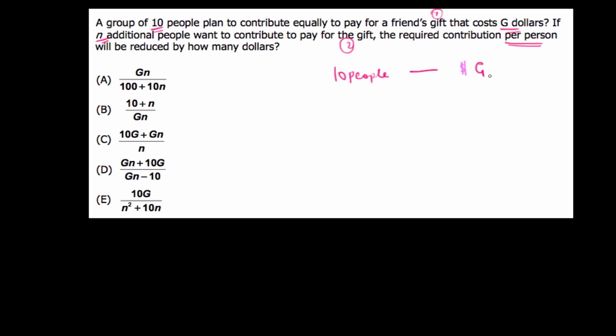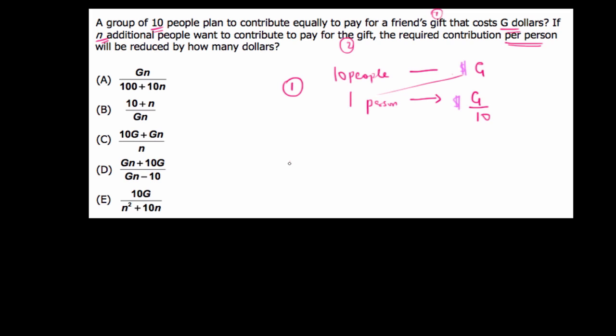So if 10 people contribute equally to pay G dollars, since it's equal, that implies that one person is going to pay, when you cross multiply, 1 times G, which is G divided by 10. So one person has to pay G over 10. That's statement 1. 10 people pay G dollars, and since they contributed equally, one person must have paid G over 10.